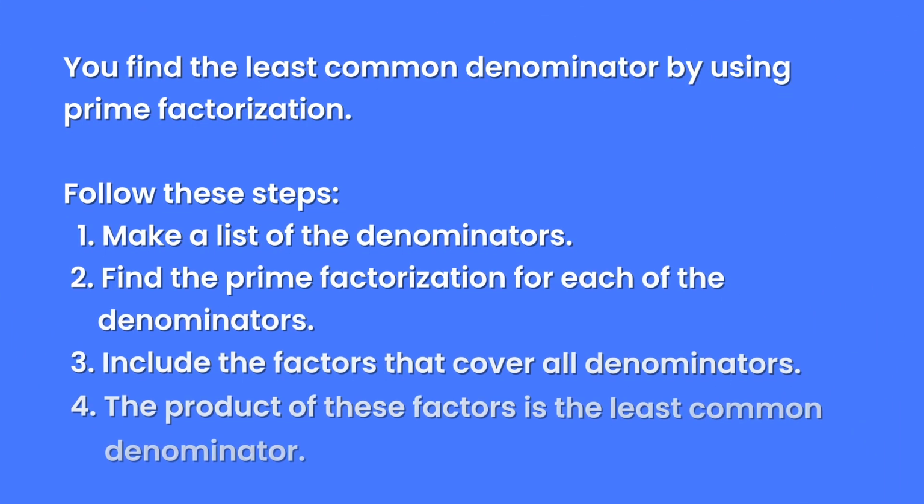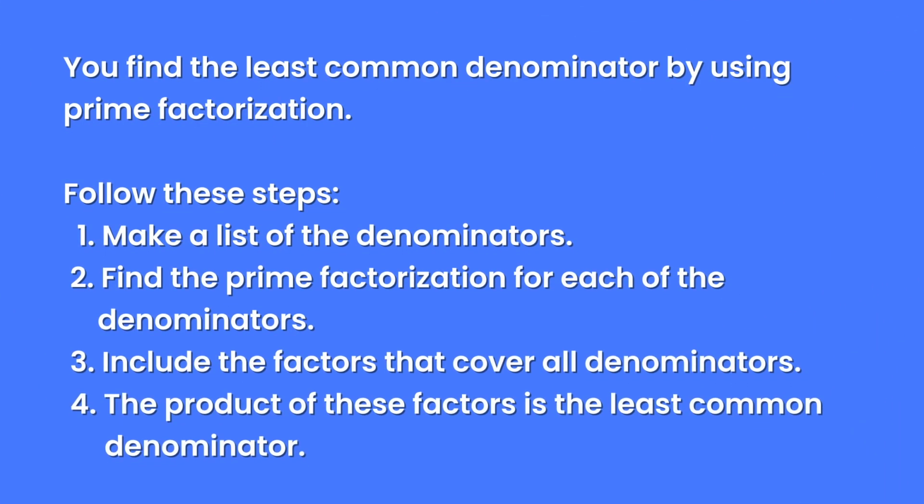You find the least common denominator by using prime factorization. Follow these steps. 1. Make a list of the denominators. 2. Find the prime factorization for each of the denominators. 3. Include the factors that cover all denominators. 4. The product of these factors is the least common denominator.